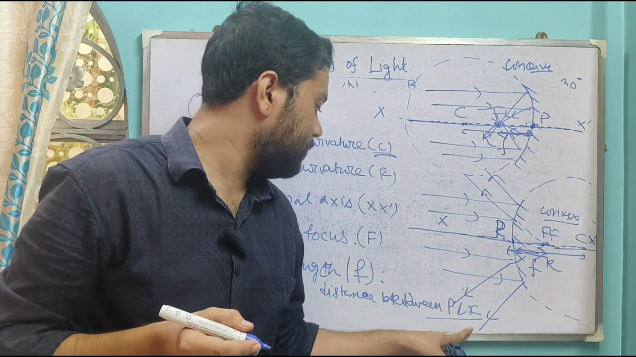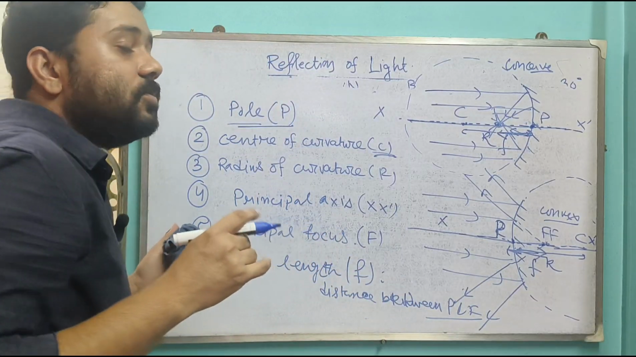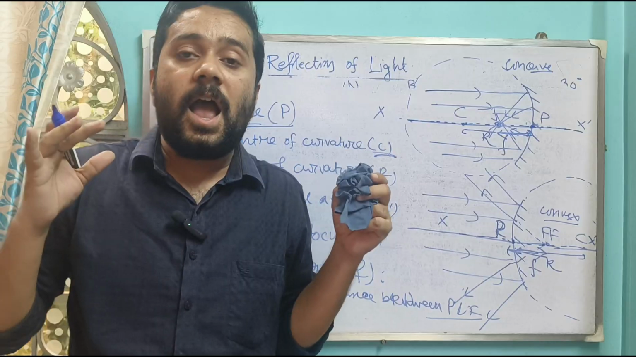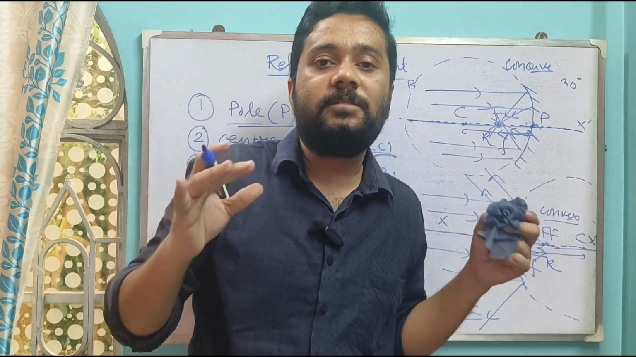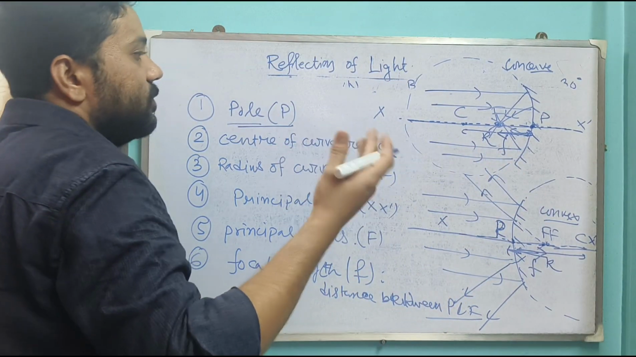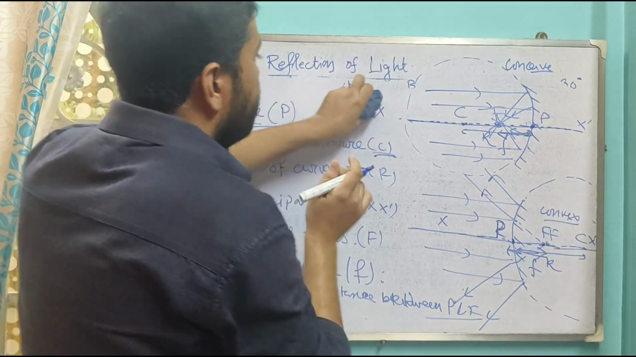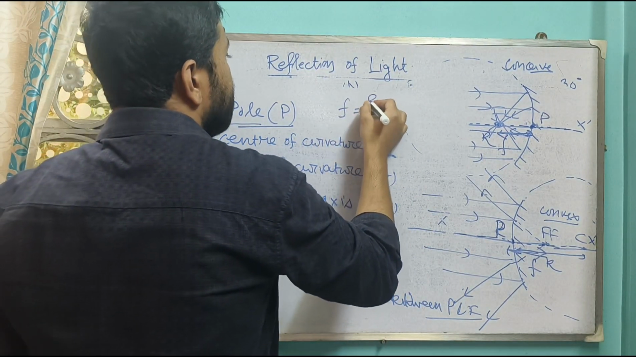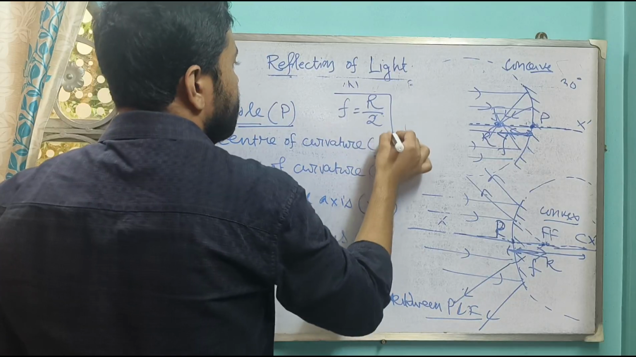Distance between pole and focus is the focal length. Okay, now we will study an important relation between the focal length and the radius of curvature, that is f equals r by 2.